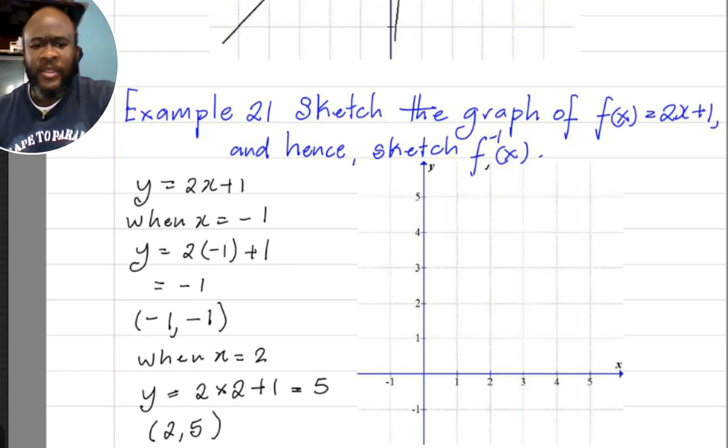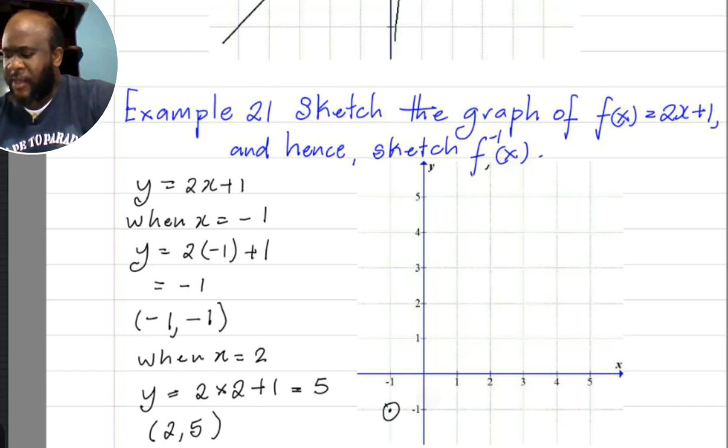The 2 points would be minus 1, which would be here. The next point would be 2, 5, which would be here. All right, and of course, the y-intercept is 1. So in y is equal to 2x plus 1, 2 would be the gradient, and 1 would be the y-intercept. That's the value, the number where the graph cuts the y-axis.